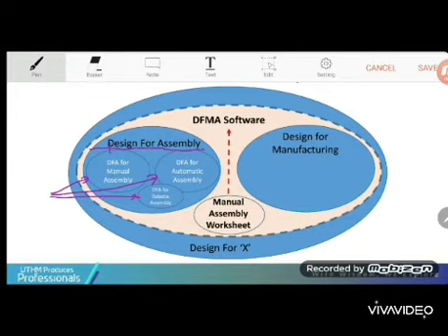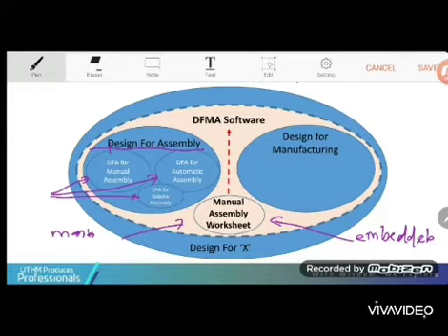DFMA is a software, whereas the manual assembly worksheet is a kind of embedded computation. This is embedded in the DFMA software, like a theory behind the DFMA software. We can do this manually. It can be manually calculated, manually computed, but it is a tedious job.